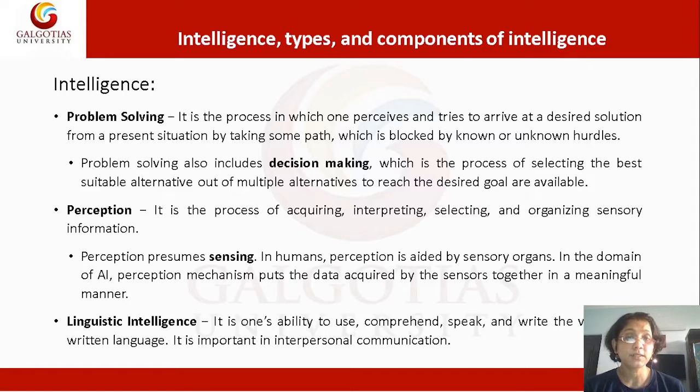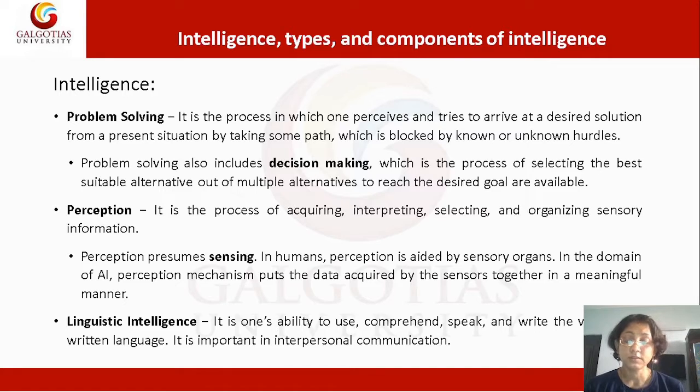From a present situation by taking some part which is blocked by a known or unknown part. Problem solving also includes decision making, which is the process of selecting the best suitable option from multiple alternatives to reach the desired goal. Perception is acquiring, interpreting, selecting, and organizing sensory information. Perception presumes sensing. In humans, perception is aided by sensory organs. In the domain of AI, the perception mechanism puts the data acquired by the senses together in a meaningful manner.